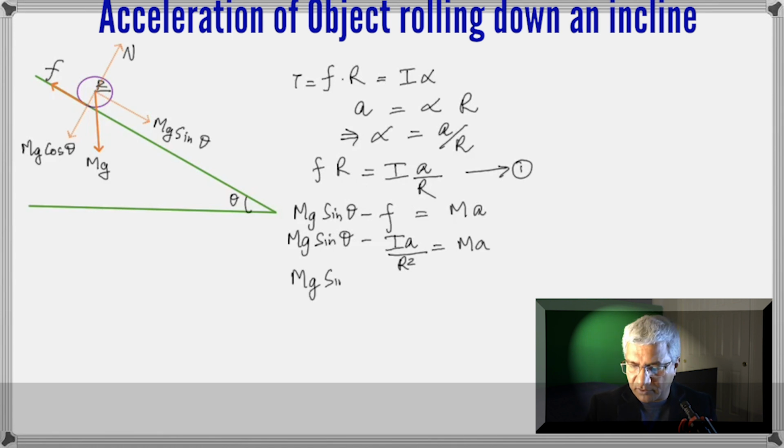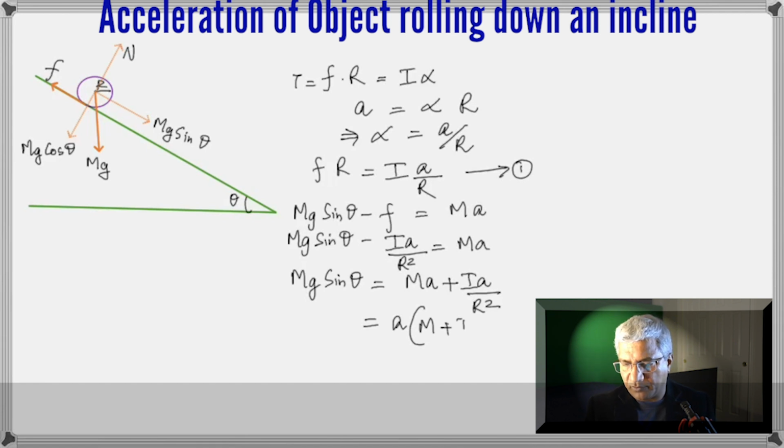And then some algebra there. Mg sine theta is equal to MA plus IA by R squared. When I take it to the other side, now there is A common, so that is taken out. M plus I by R squared is what I get.